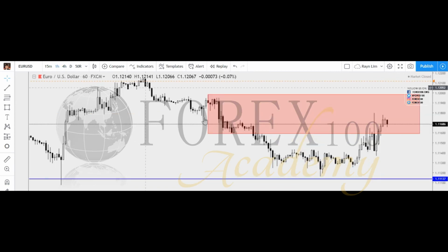Head down to the 1 hour chart, we have this sell zone over here. Alright, so no harmonic patterns, but most probably within this sell zone, I'm waiting for a double top.